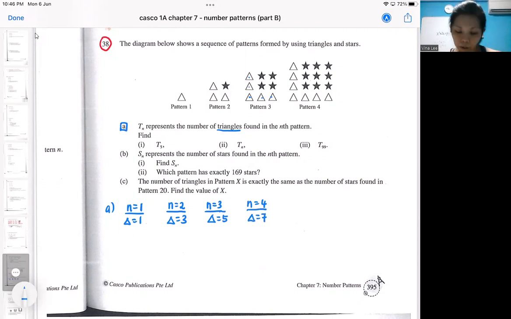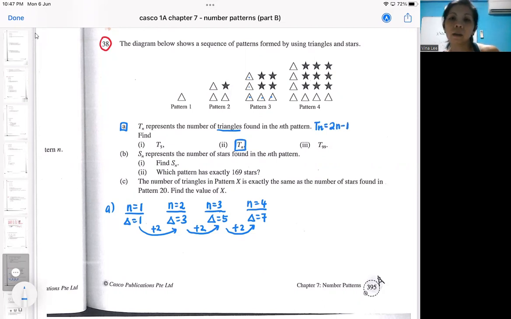If you count the triangles, you observe there is actually a common difference. So you should apply the common difference for the whole of part A. Okay, so I will not expand on this part. If you have worked out the common difference, you should be able to get 2n minus 1.